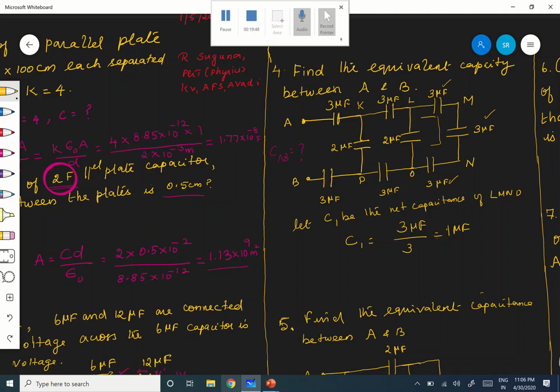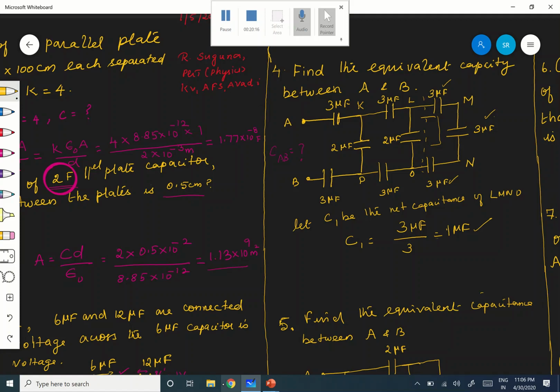Therefore, once it becomes 1 microfarad and that is connected, this much is 1. And that is all together connected parallel to LO. Are you following? Therefore, 3, 3, 3, that equivalent is 1, and it means that LO is connected.